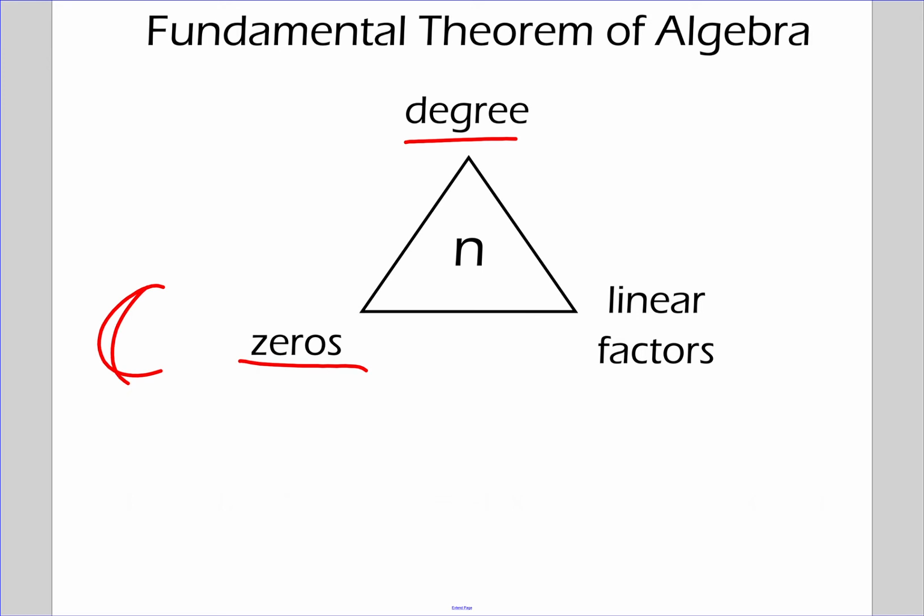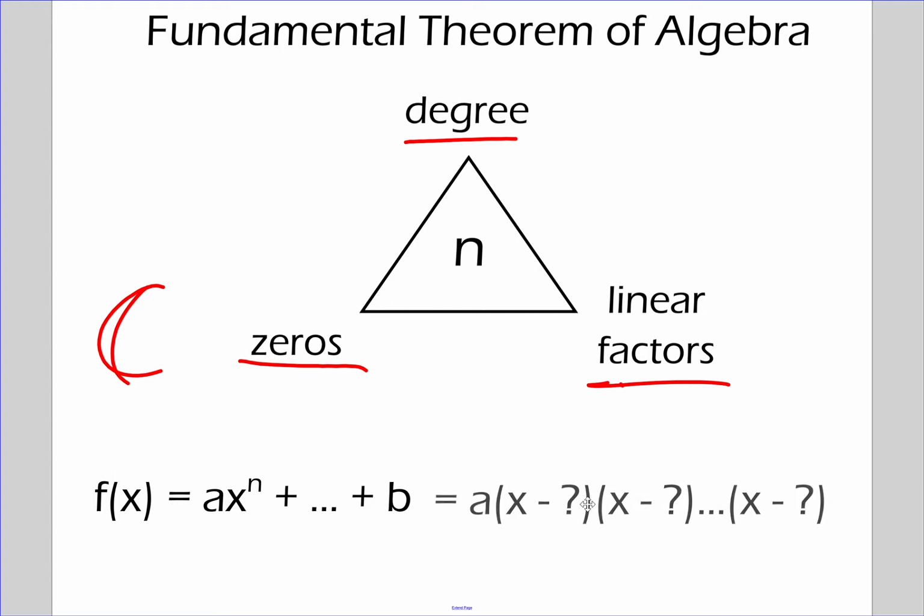Okay, if you start talking about the real numbers or the rational numbers or the integers, it's likely going to be less than n. But over the complex numbers, every polynomial has n zeros, which means it also has n linear factors. So if we have a polynomial of degree n in standard form, ultimately we can rewrite that as a product of these linear factors.